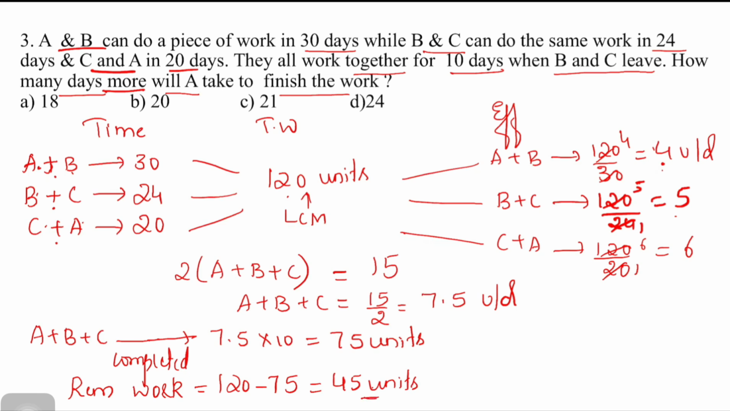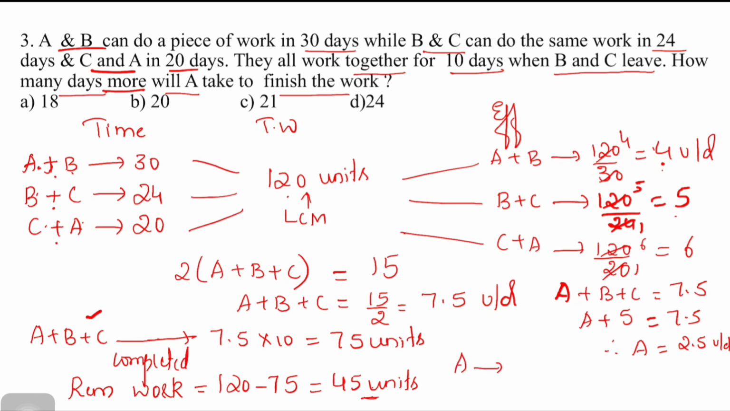So what is A's efficiency? From this we can get A's efficiency. A plus B plus C together it is 7.5 and B plus C alone it is 5. So A plus B plus C efficiency is 7.5 and B plus C we know is 5. Therefore A is 7.5 minus 5, which means it is 2.5 units per day. So A can complete 2.5 units per day. So 45 units A will complete in how many days?